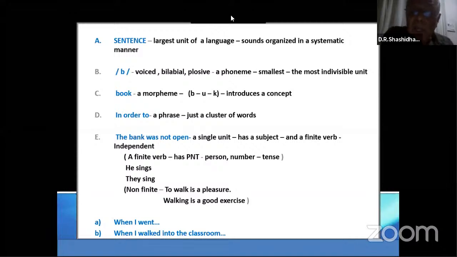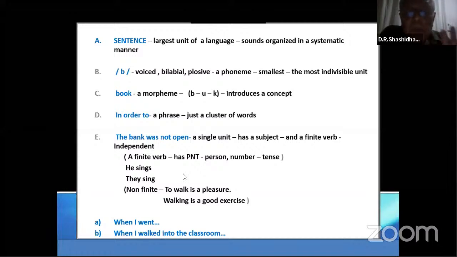To walk is a pleasure. Walking is a good exercise. To walk is a non-finite verb. It is called the to-infinitive. Walking is called a gerund, you know, generally ing is the marker of a gerund. But don't be under the impression, in the sentence, he is writing, here, writing is not a gerund, but it is a marker of present continuous tense.